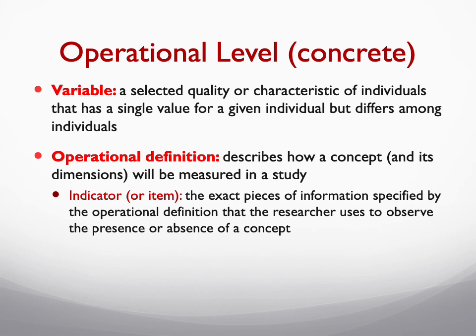And the different pieces of information that are specified by an operational definition, the things the researchers are going to use to try and observe the presence or absence of that concept, are what we call indicators or items. So this is just the actual things within our study, the actual questions that participants are going to be answering that we're going to use to assess what is your value on this particular variable. So let's look at some examples to try and understand how this works.